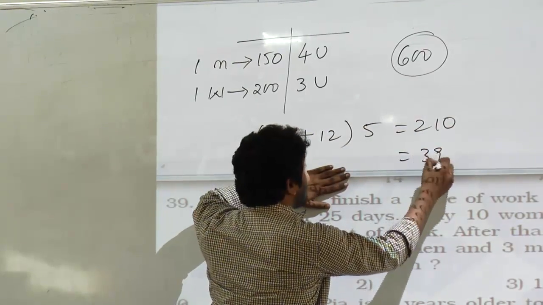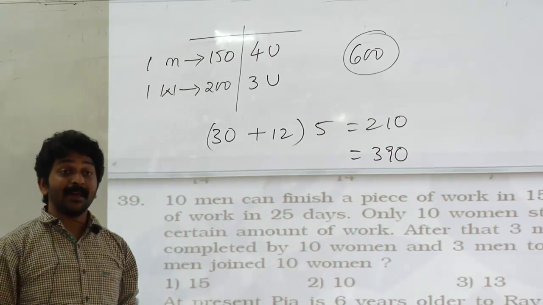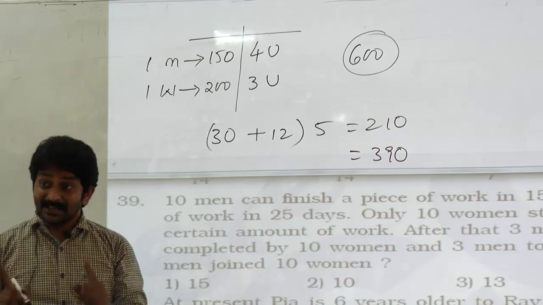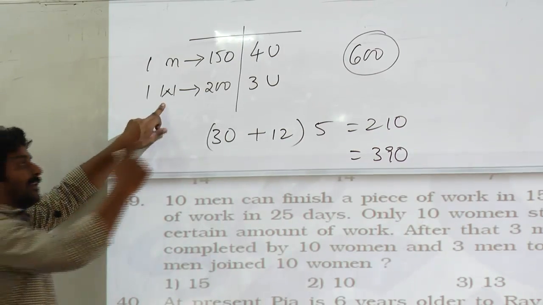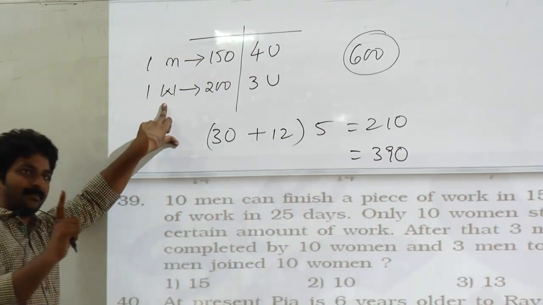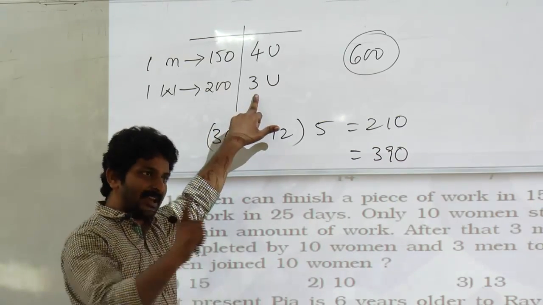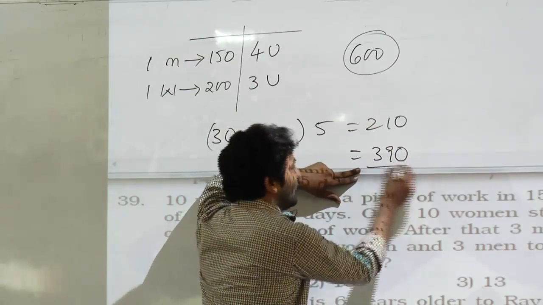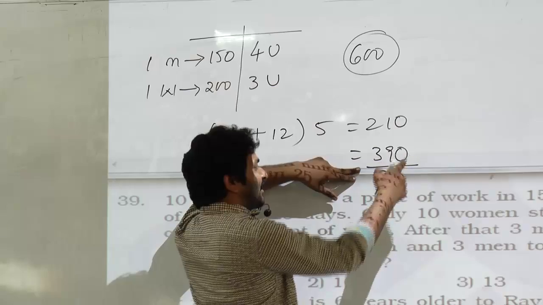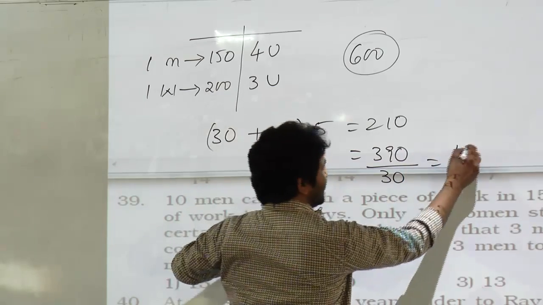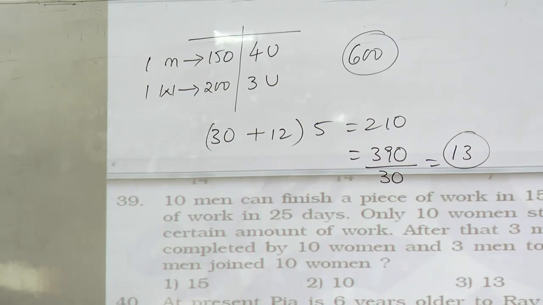390. So 390 units of work is done by only 10 women. One woman can complete 3 units in a day. Working with 10 women, they can complete 30 units in a day. To complete 390 units by 10 women, how many days are required? 390 by 30, which is 13 days. So after 13 days, 3 men join 10 women.